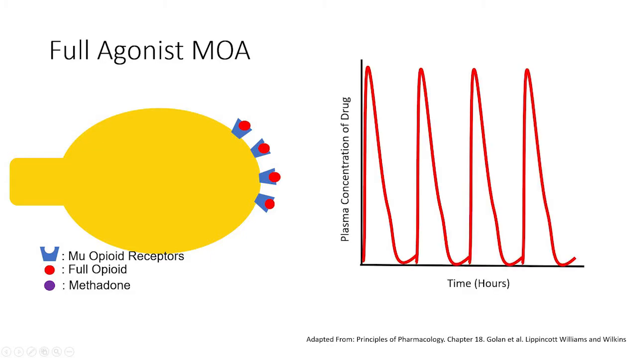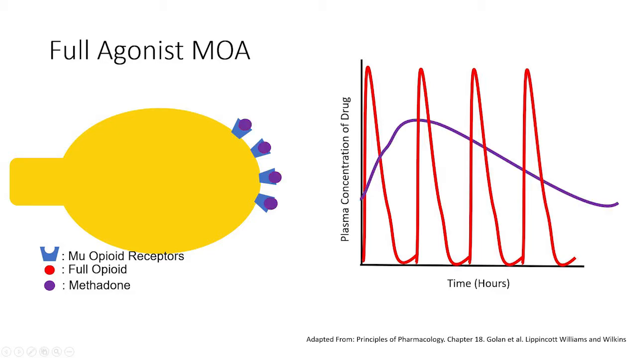If a user is using an opioid IV, there will be peaks and troughs in the concentration of the drug in the plasma, with euphoria typically being felt at the peaks or the highest concentrations, and withdrawal being felt in the troughs or in the lowest concentrations.